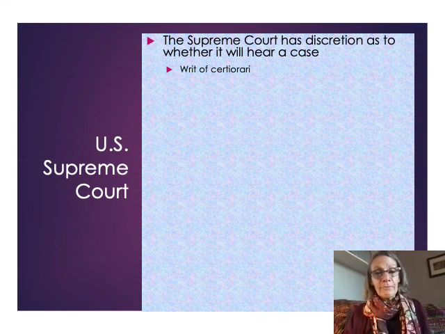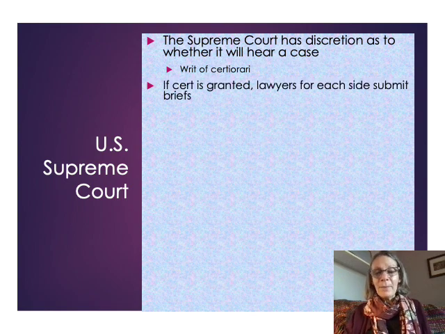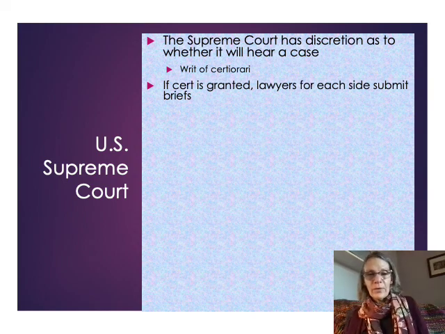And so if you petition the Supreme Court to hear your case, and they say, yep, we're going to hear your case, they then issue a writ of certiorari. It basically means we're going to hear your case. Once cert is granted, then it triggers a whole bunch of other things.